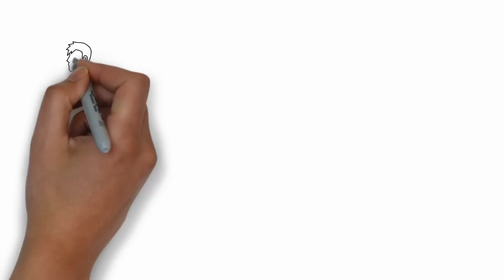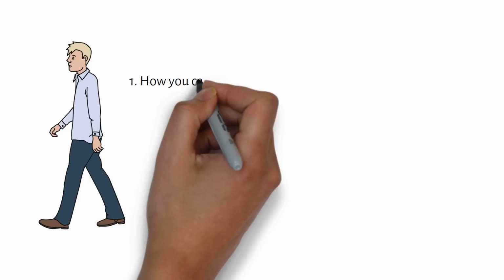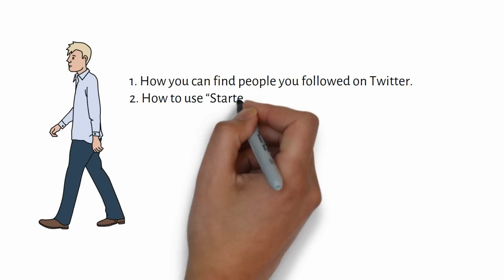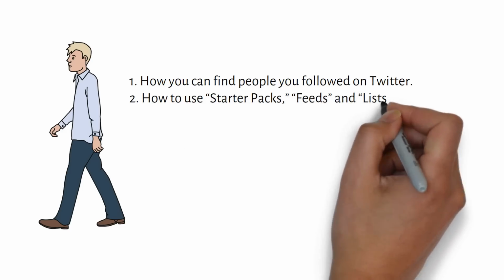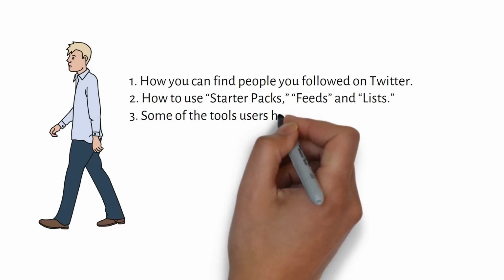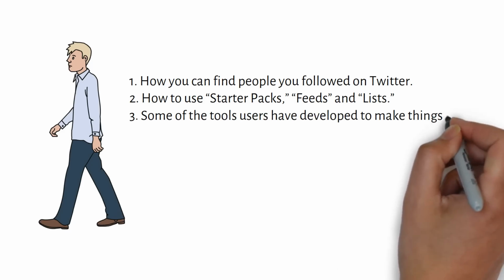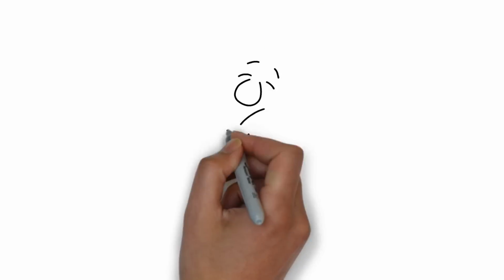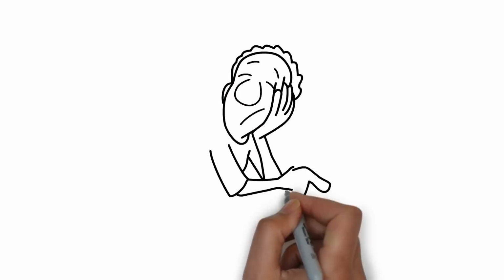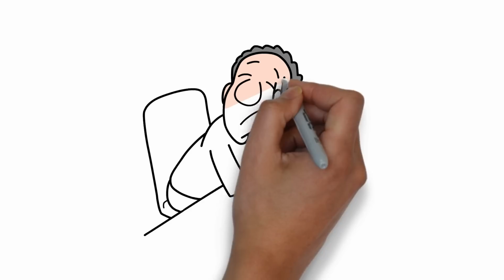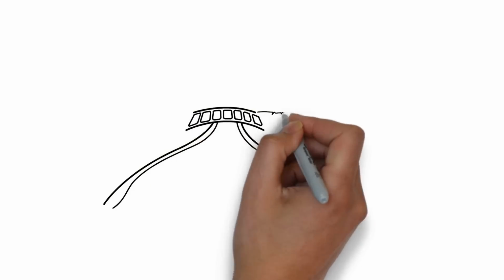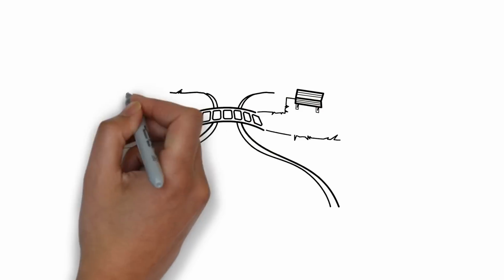I'll walk you through how to find most of the folks you followed on Twitter over here, how to use starter packs, feeds, and lists, some of the tools users have developed to make things easier, and the rules of etiquette. Some are a bit different from Twitter, so make sure you watch that. While I will include detailed instructions, for the sake of time, and not just being boring, I won't read them off. The important thing is that they're there when you get to it. So let's start off with how you can find that community that was dear to you over on the other side.